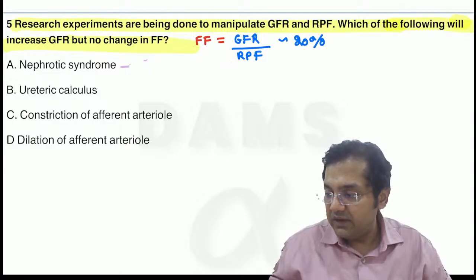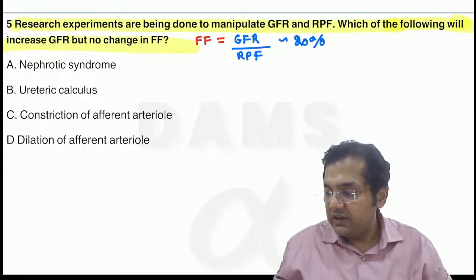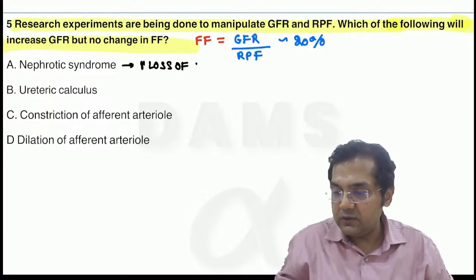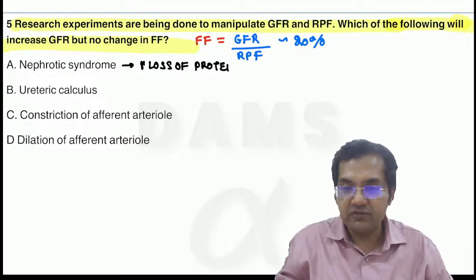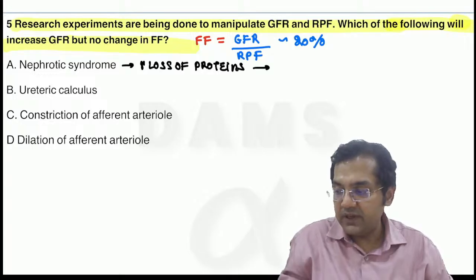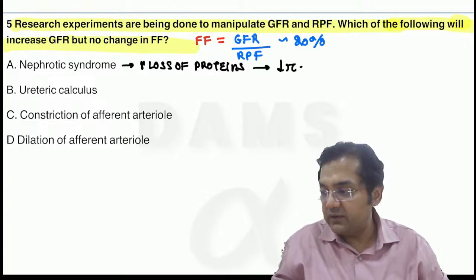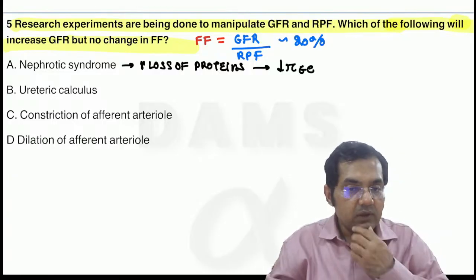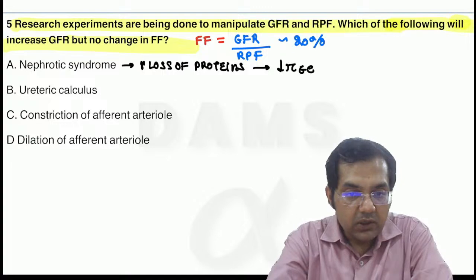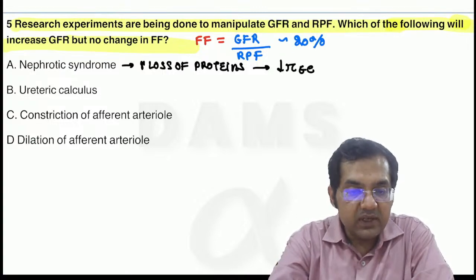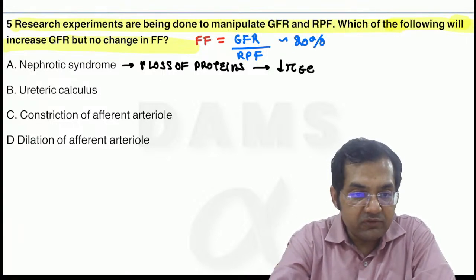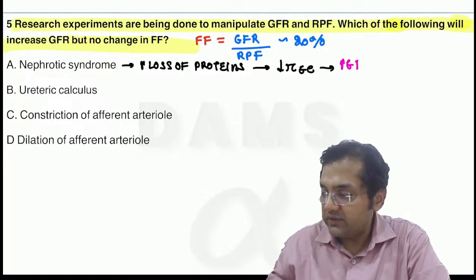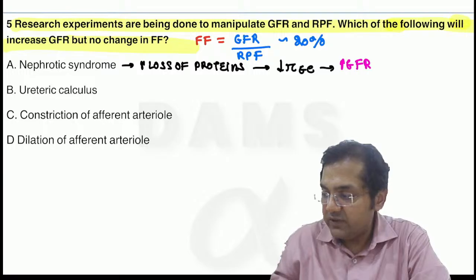So nephrotic syndrome would be increased loss of proteins. Yes, please see this again. And this will cause less oncotic pressure in glomerular capillaries, right? Because I'm having more loss of proteins. Less oncotic pressure in glomerular capillaries. Now this gets interesting. This will increase the GFR, right? This will increase the GFR.